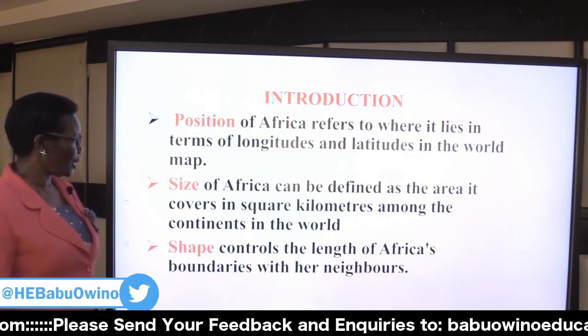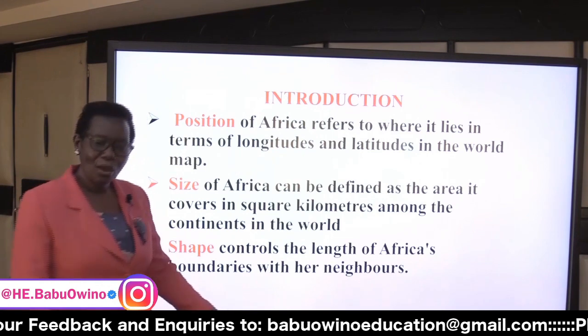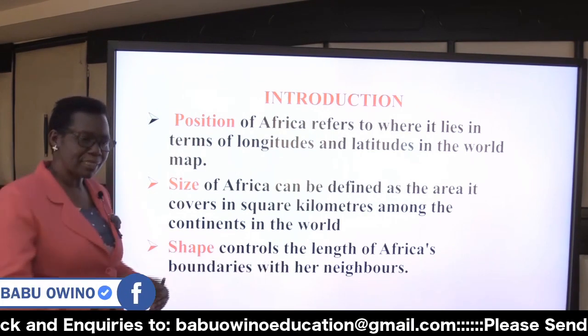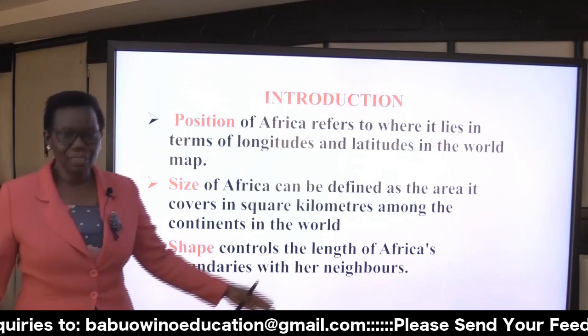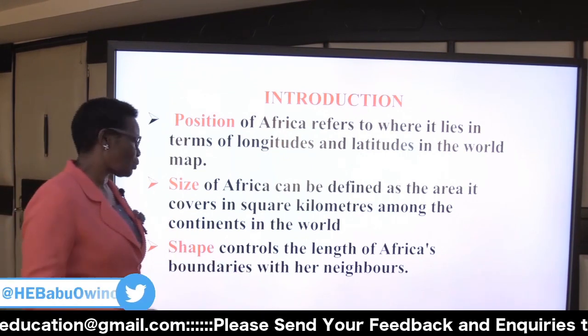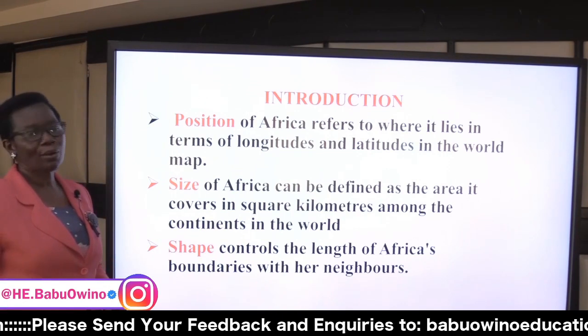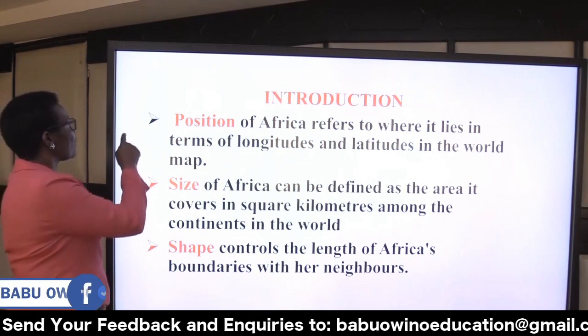Then we talk about the shape. The shape concerns the length of Africa, how it stretches to the north, how it stretches to the south, how it stretches to the east, and all that. So the shape, I will let you know as we continue in the lesson. The shape is always about the boundaries of Africa.